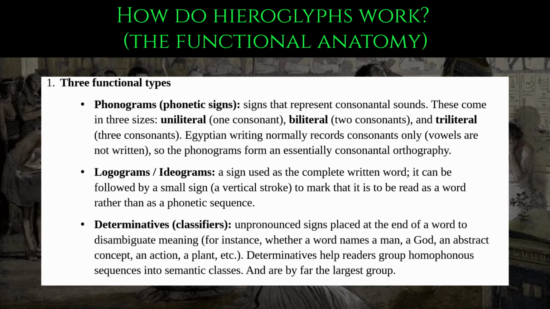Now, how do hieroglyphs even work? First, we have 3 functional types. Phonograms, those are the phonetic signs. Signs that represent consonantal sounds. And these come in 3 sizes. Uniliteral, 1 consonant, also known as monoliteral. Then we have biliteral, 2 consonants, and triliteral, 3 consonants. Egyptian writing normally records consonants only, vowels are not written. So the phonograms form an essentially consonantal orthography.